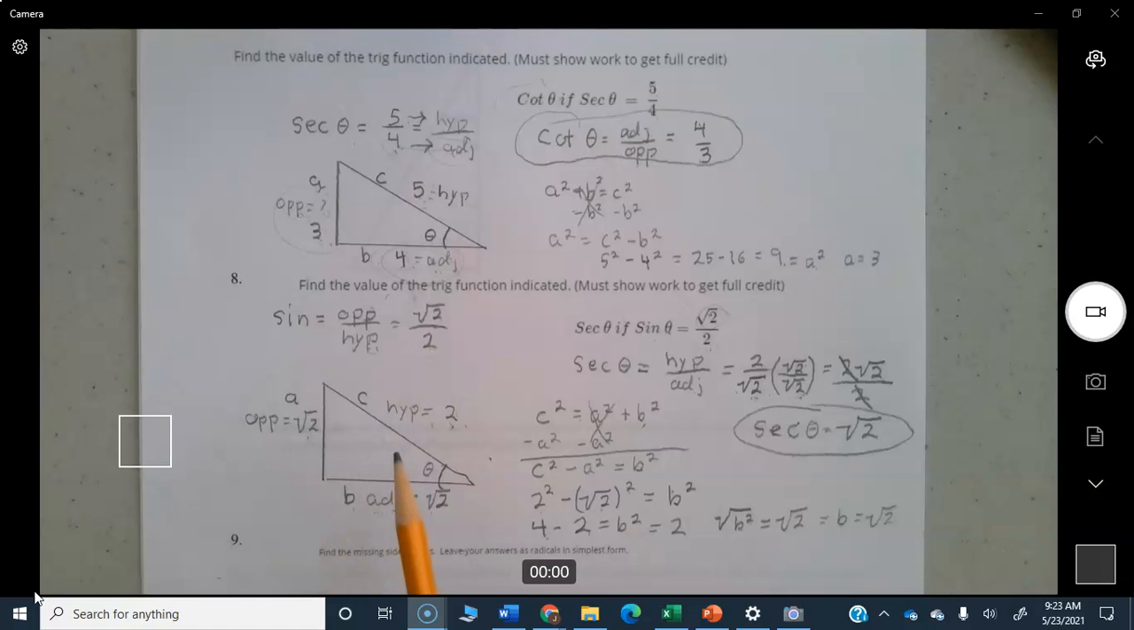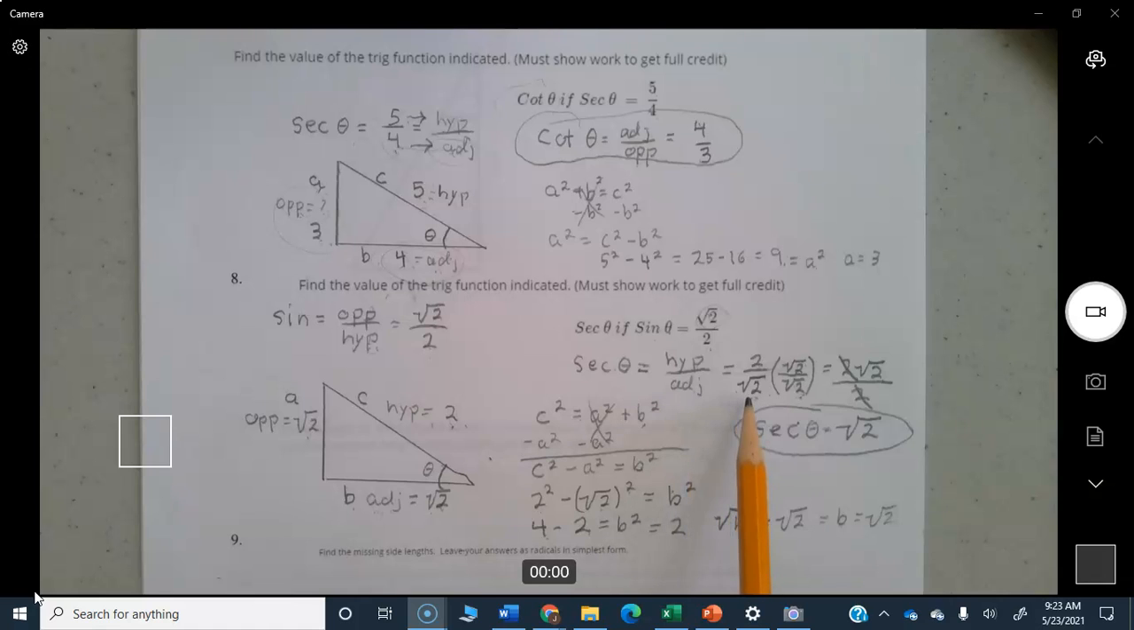We had to use the Pythagorean Theorem to figure out what the adjacent is. And when we did that, through all this calculation here, we came up with this being the square root of 2. So now what we're trying to find out is secant, which is hypotenuse over adjacent. We already knew the hypotenuse was 2. We now know the adjacent is square root of 2. So we just wrote that, 2 over square root of 2. And normally you'd say, okay, you're done with the problem. 2 over square root of 2 is hypotenuse over adjacent, you're done.